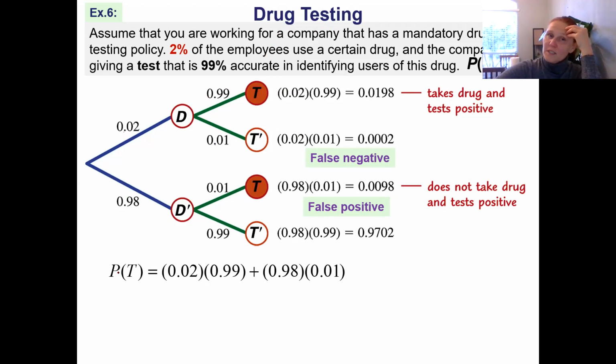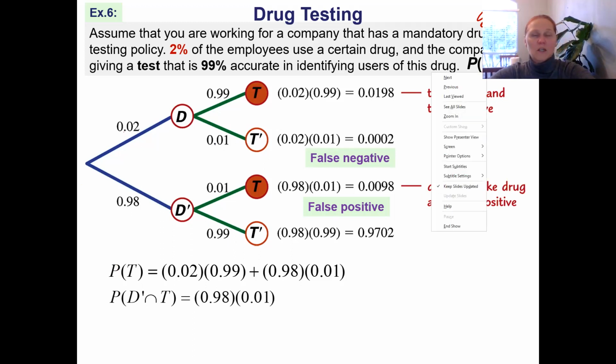So this is the given event, or the sample space in this new event that we consider. To find the probability, we divide by the probability of the event T, tested positive. The numerator of the fraction will be the probability of the intersection of not taking a drug and tested positive.